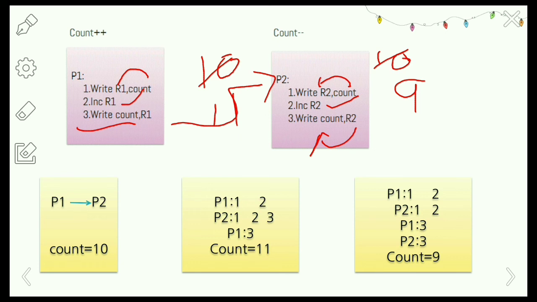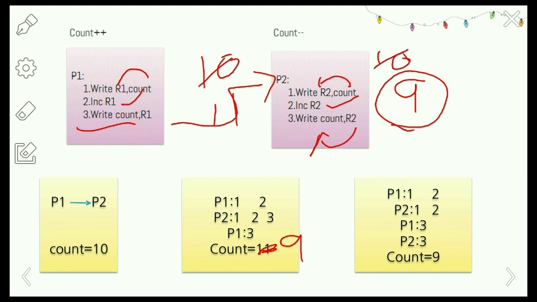So it is going to take the R1 value, which is taken as 9, and it is going to copy the R1 value to the count. So here the count value is 9. Since we have not saved the P1 value, it is going to override the previous incremented R1 value, and it will take the count value of P2.